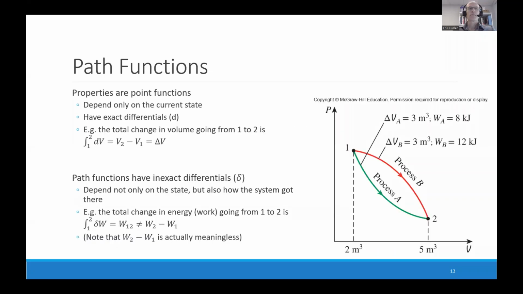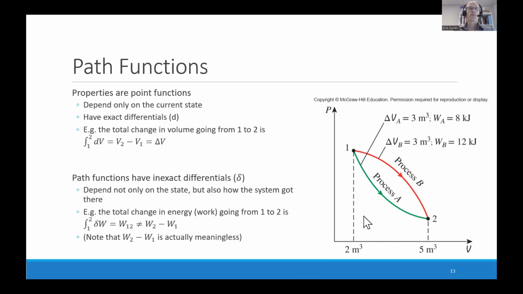The state of the system depends only on the relevant variables at a certain point. On the other hand, path functions depend on how this change actually occurs. For example, we can have a change in volume, delta V. Regardless of how this came about, the change in volume is the same. However, the amount of work depends on the process path in which this change of volume occurred. This can be seen here with these two processes, A and B. Same change in volume, but different amounts of work required.